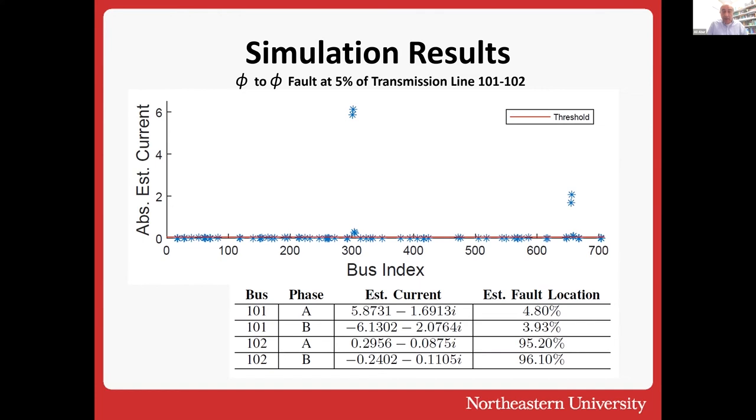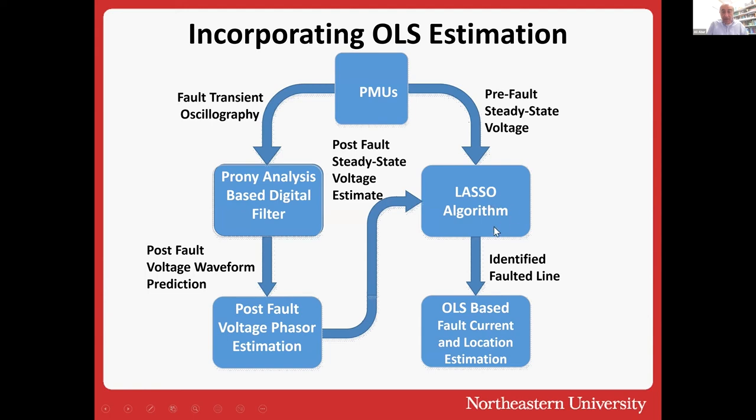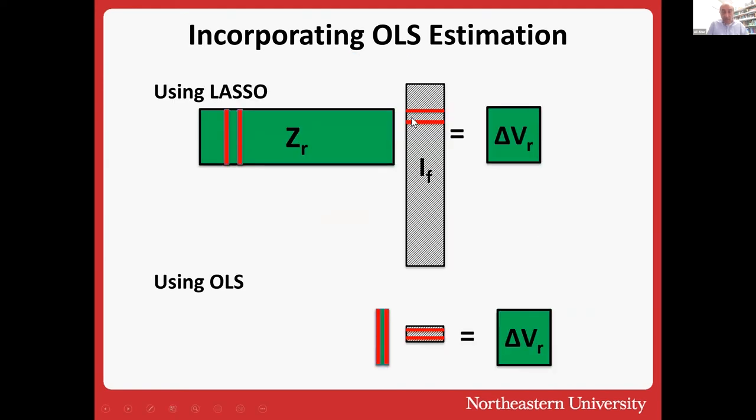Now we were thinking about how to improve this a bit further. And we said, okay, we are identifying the faulted line based on this Lasso algorithm. Why put all the burden on Lasso? Why not help it to further improve the accuracy of the estimation? So essentially, once we lock in on the faulted line, then we know that those are the faulted line corresponding columns in ZR. So you can pull those and create an ordinary least squares problem in this case, because now we know which line is the faulted line. So using this kind of approach by just pulling the columns corresponding to the identified faulted line, we can improve.